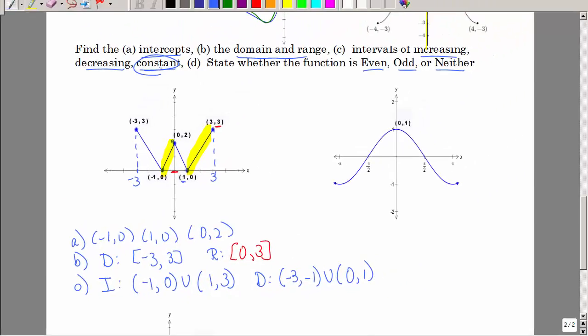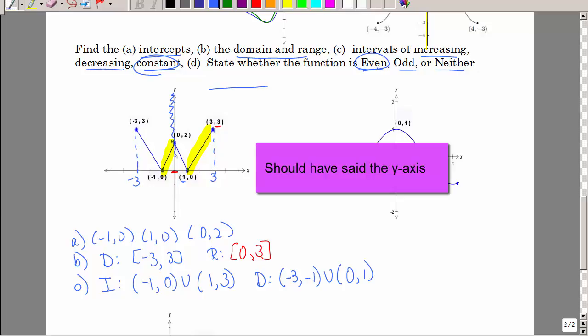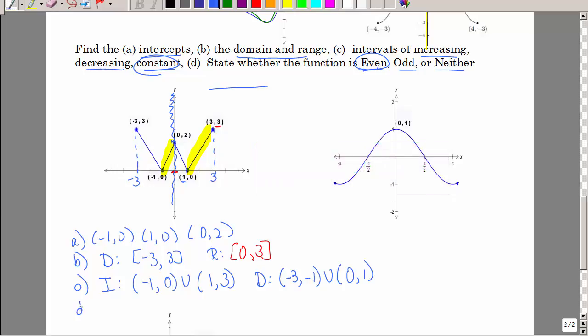Constant. What does constant mean? Constant means you would have a flat part of the graph. That means y doesn't change, and we don't have that on this particular graph. And is it even, odd, or neither? Well, even means it's symmetric with respect to the y-axis. And yes, the right side looks like the left side, so part D, this would be an even function.